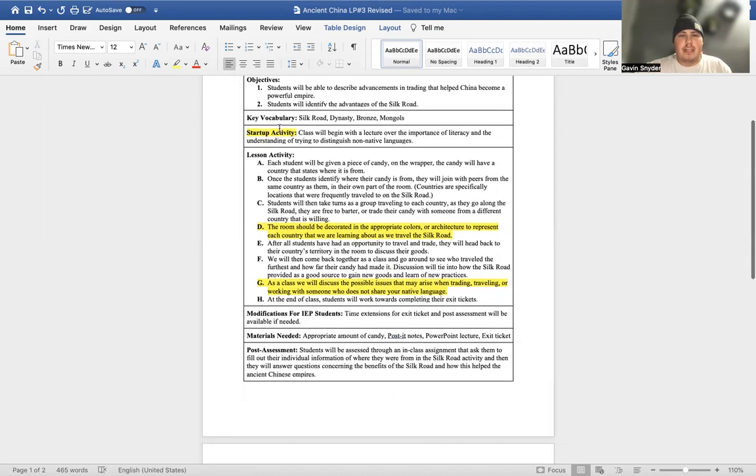So in yellow here, I've highlighted the startup activity. I altered it a little bit, because the first time when I actually did the lesson, I used these interactive notebooks that I use for some other lessons. I would give handouts, and we'd read them, and then we'd have a little discussion over them, and then they'd put that in their interactive notebook to keep. I thought it was a good idea. I've seen it done before, so they have study material to look back on.